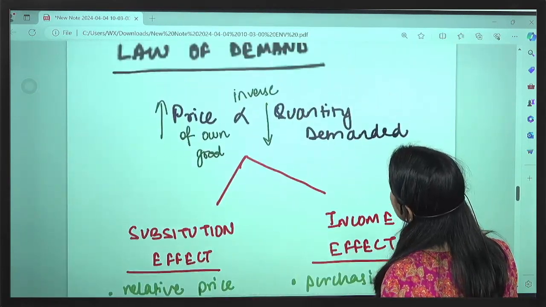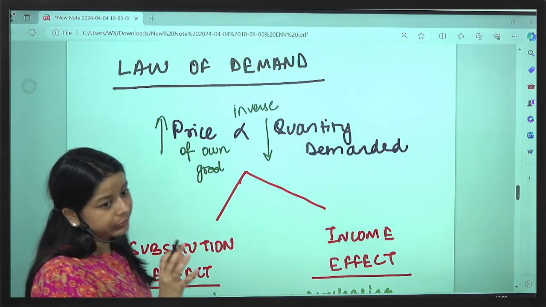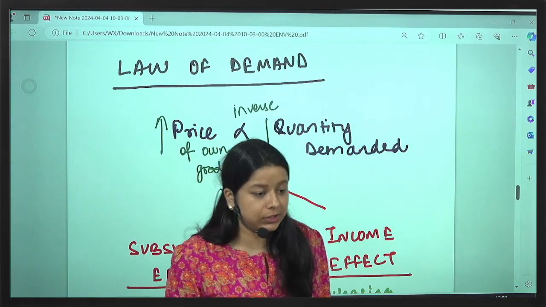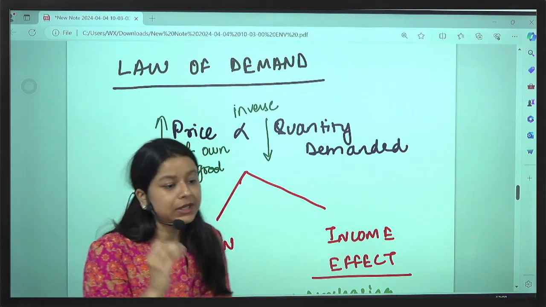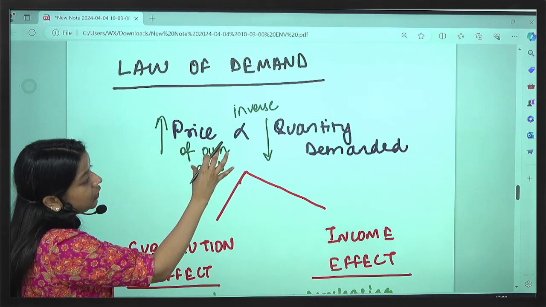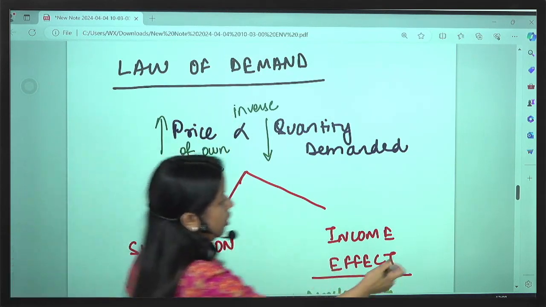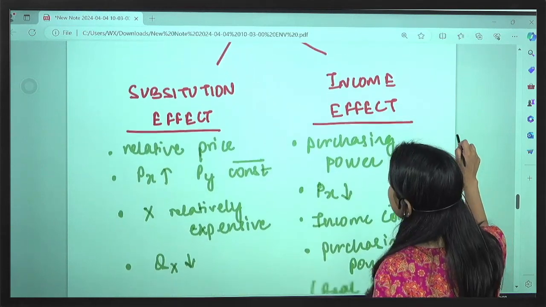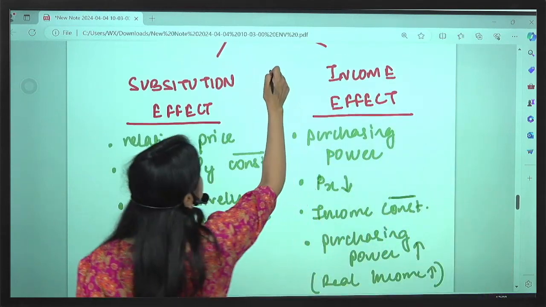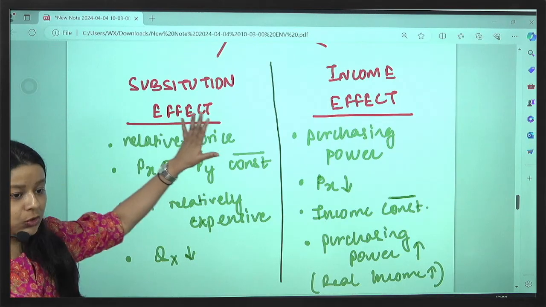Now, when I was talking about law of demand, I said that the price increases, quantity demanded goes down, there is an inverse relationship. Now, this inverse relationship is usually depicted, or we can usually explain this concept, using two other concepts, which is income effect and substitution effect. Okay, first let's talk about substitution effect.